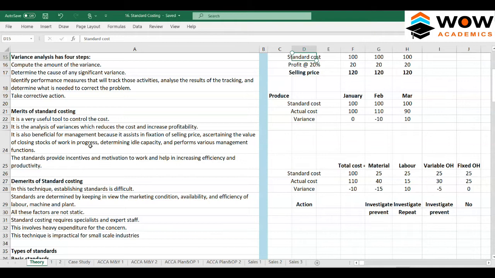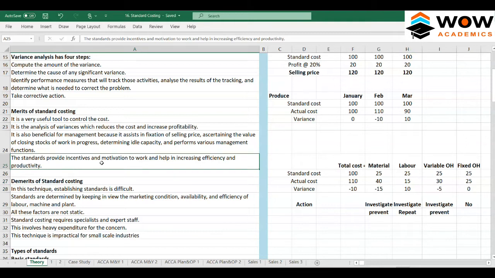You can determine idle capacity. So idle capacity can be easily found here. If laborers are not used properly, it will lead to idle capacity. So here if you see, it is fully used, okay, and they are also giving some good variance. The standards provide incentives and motivation to work and help in increasing efficiency and productivity.